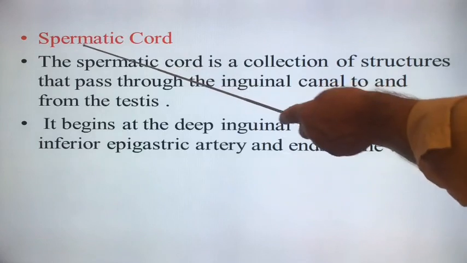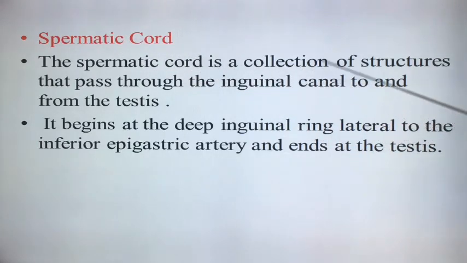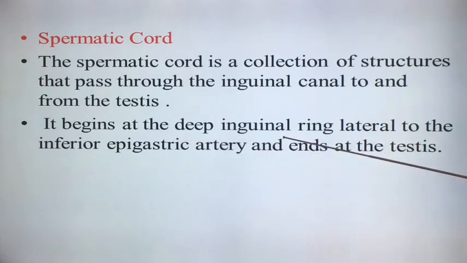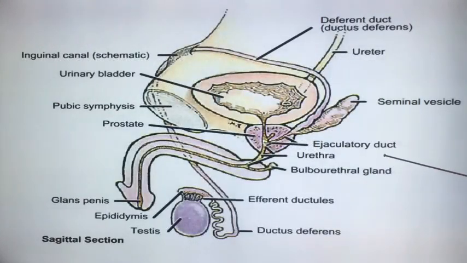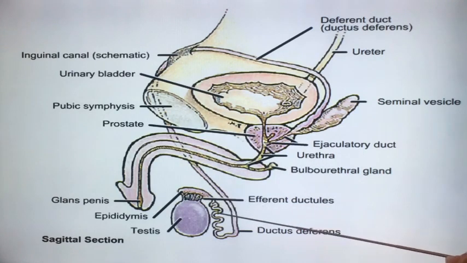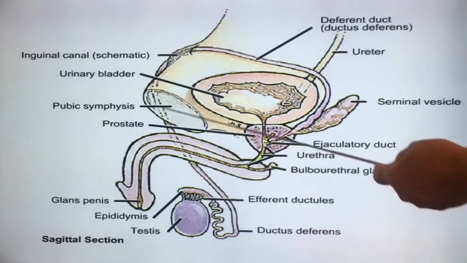The spermatic cord is a collection of structures. Can you see the S? It means not one structure that passes through the inguinal canal. It begins at the deep ring and ends at the testis. This is a picture of how the structures are passing here, from the testis, epididymis, passing here in the canal.